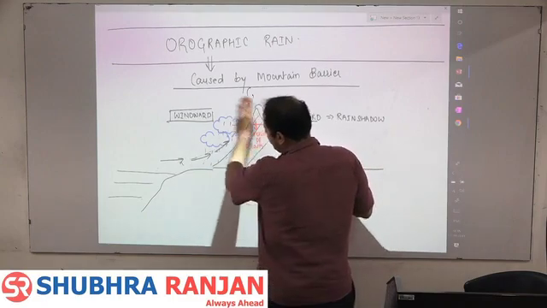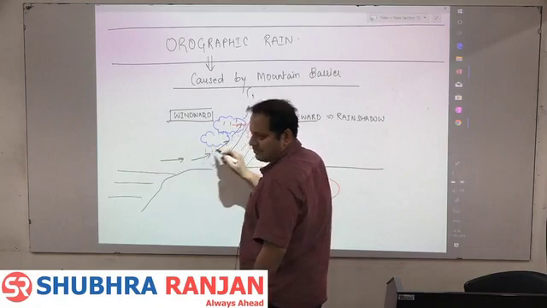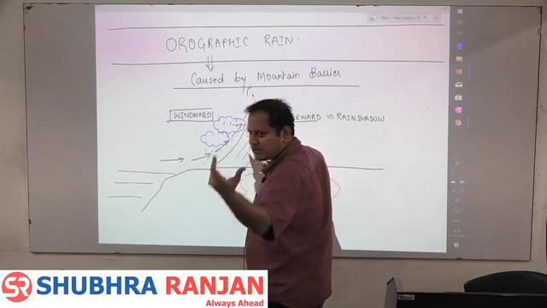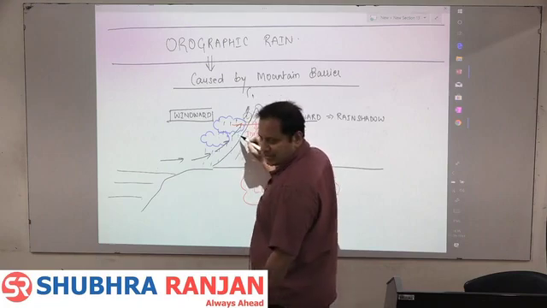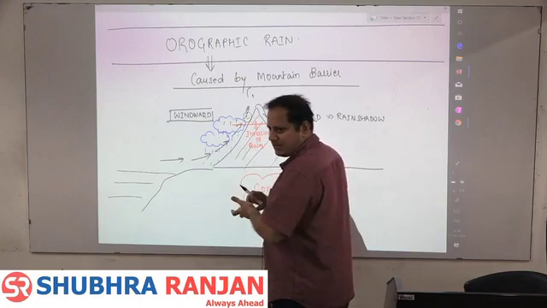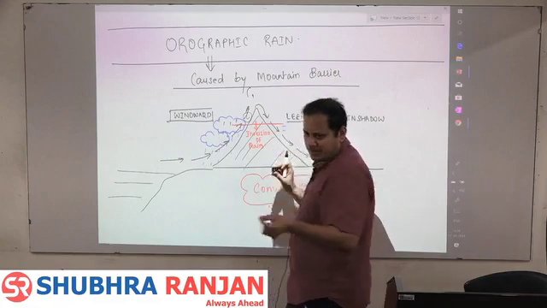When the wind is blowing, there is no doubt that the convective mechanism will occur. But suppose sometimes the wind is not blowing at all, then also there is rainfall. How? This is due to the convective mechanism. Low pressure develops and then the wind starts blowing. Getting it?